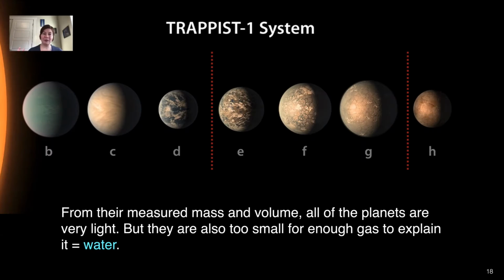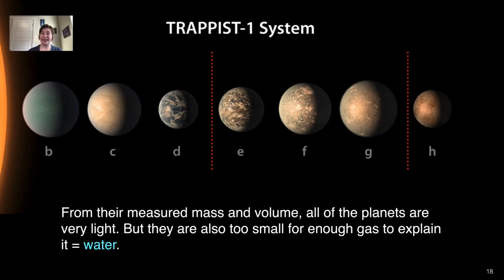However, what my collaborators and I did, so this is a different set of collaborators, this is a paper led by Cayman Unterborn, is we took the elemental abundances of the star, put them into a mass radius thermodynamic calculator, and determined the overall planetary interior structure of these planets.